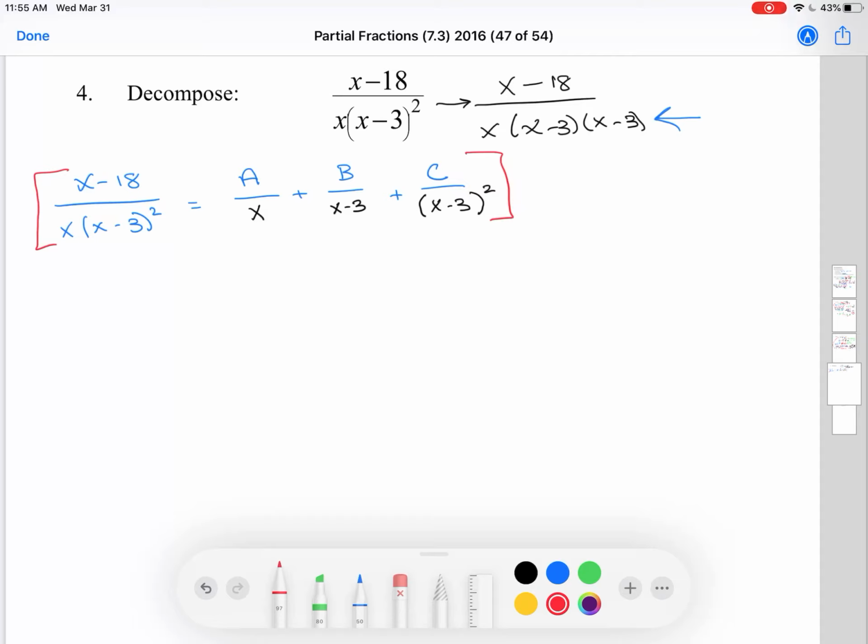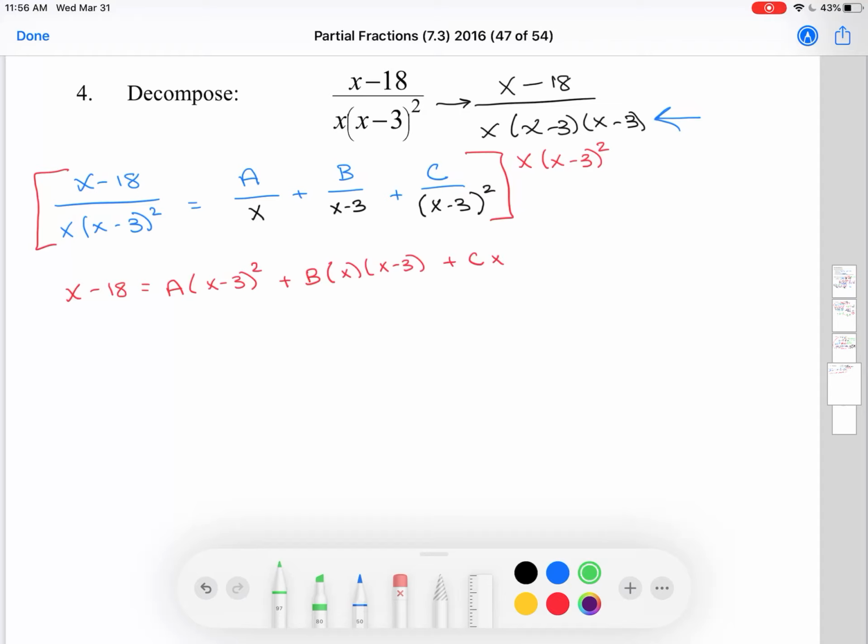So I've deconstructed it. Now I'm going to multiply it by the least common denominator, which in this case is x times x minus 3 squared. Distribute that in. The first one is going to just completely cancel that denominator for me. When I get to a, the only thing that will cancel is the x, so I still will have x minus 3 squared. When I get to b, I'll still have an x and a single x minus 3. And when I get to c, I'll only have an x left.